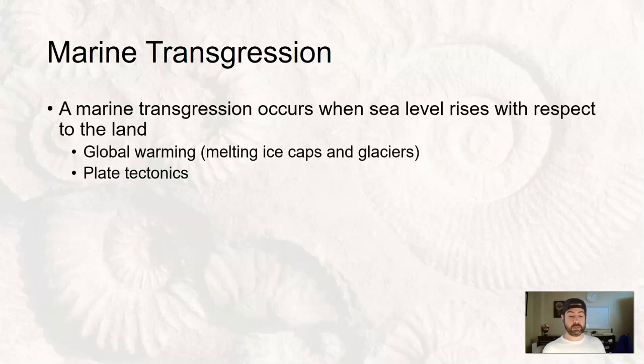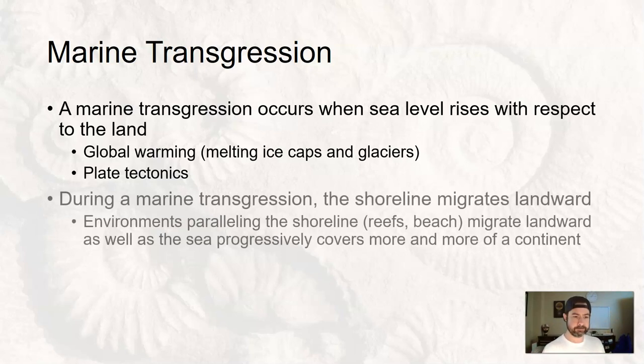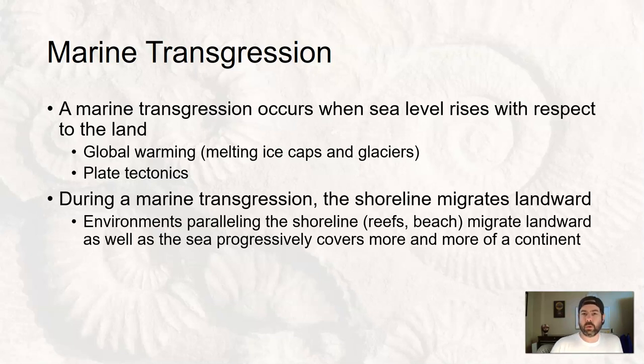A marine transgression occurs when sea levels rise. This could be due to climate change, global warming events that might melt any ice caps or glaciers, that water going into the oceans, rising sea levels. Due to plate tectonics, things moving around, that could cause transgressions in certain areas. But when sea levels rise during a marine transgression, the shoreline comes further inward.